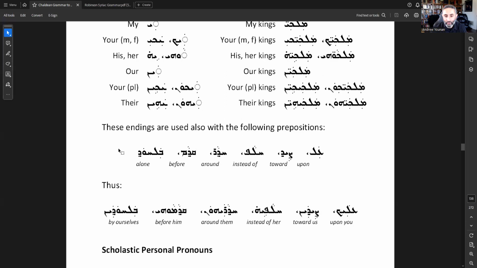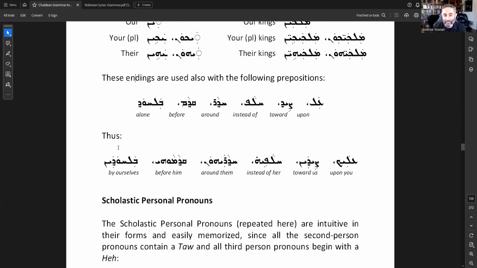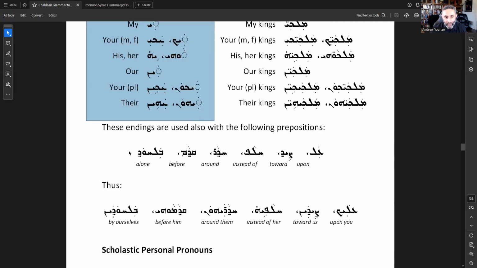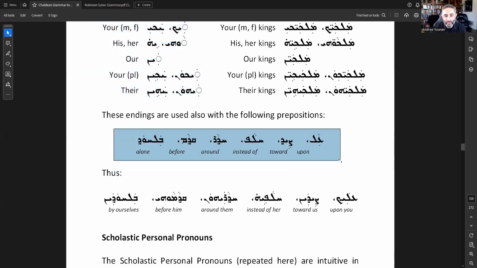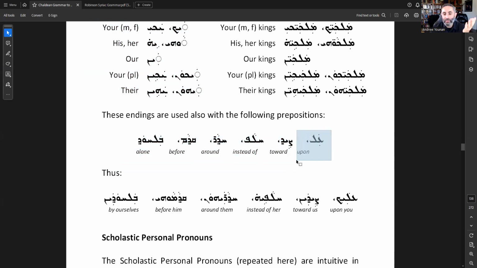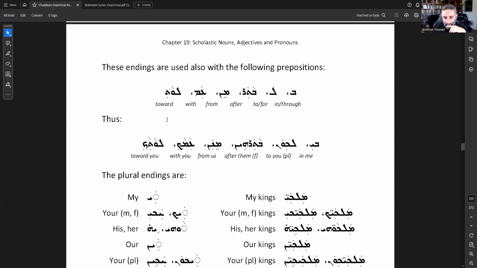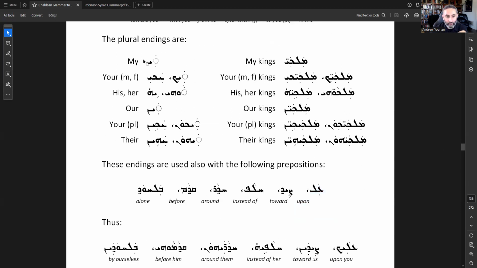Now, I repeat. And you're going to be frustrated because you're going to forget that I said this. These don't always mean plural. These endings are also used with this set of prepositions. It does not mean that these prepositions mean something plural. Al has nothing to do with plural. It just happens to use this set of endings. Sayed, toward, so these are prepositions. Al, you don't say al. Li, when you want to say upon me, you say alay, upon me. There's nothing plural there. It just uses this set of endings.